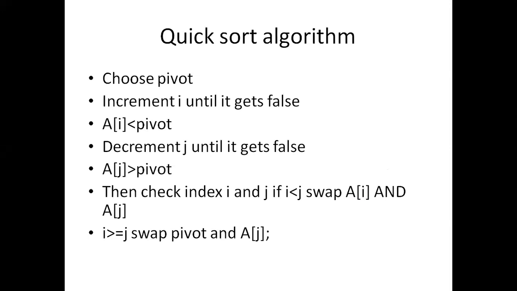Just see the conditions. Once again, I am explaining this. Once again, I am repeating this algorithm. First you choose the pivot value. I'm repeating quicksort once again.